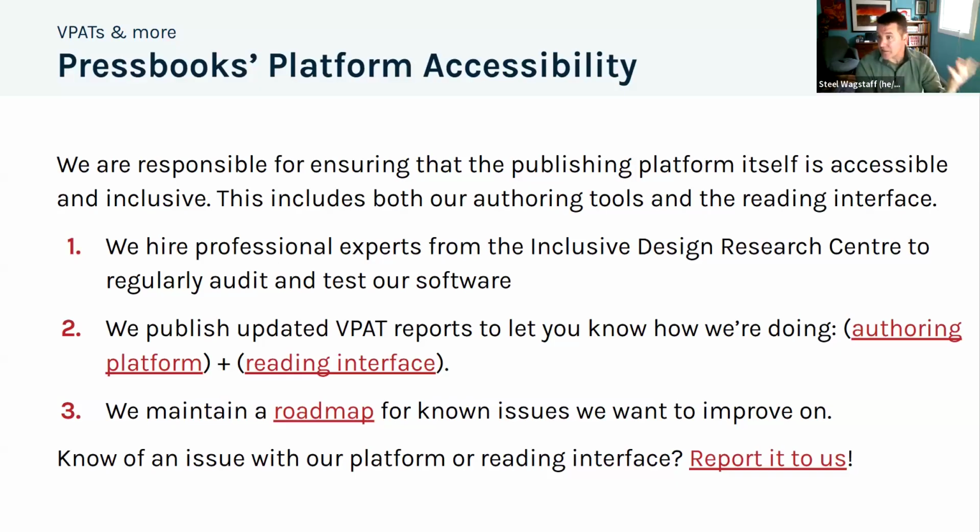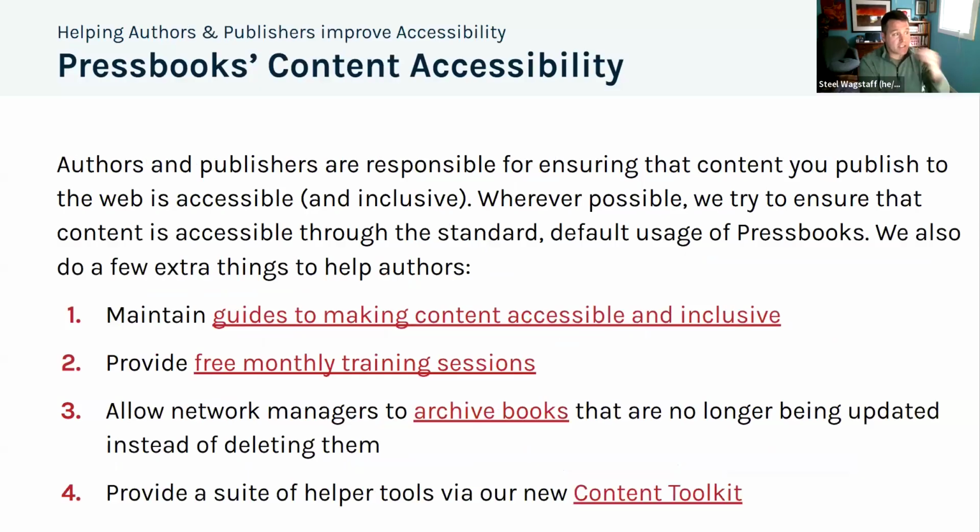The other part of this was the content. So with the content, authors and publishers, you are responsible for ensuring that the content you publish to the web is accessible and hopefully inclusive. Wherever possible, we try to do what we can to make sure that accessibility is the default. If you're just using Pressbooks in a standard way, it should be accessible by default. You still have to make some good choices.